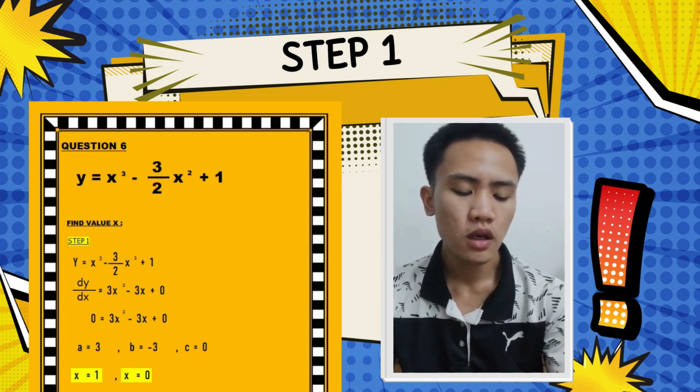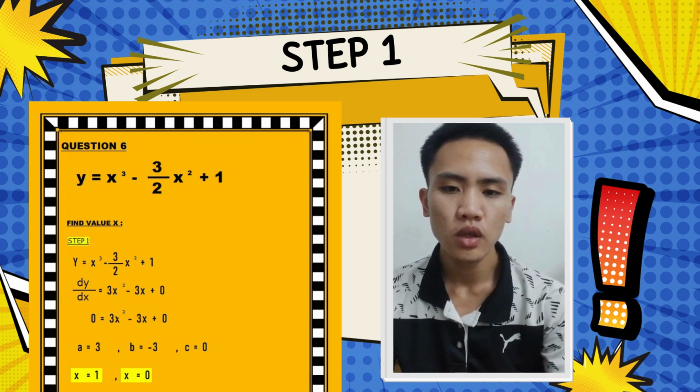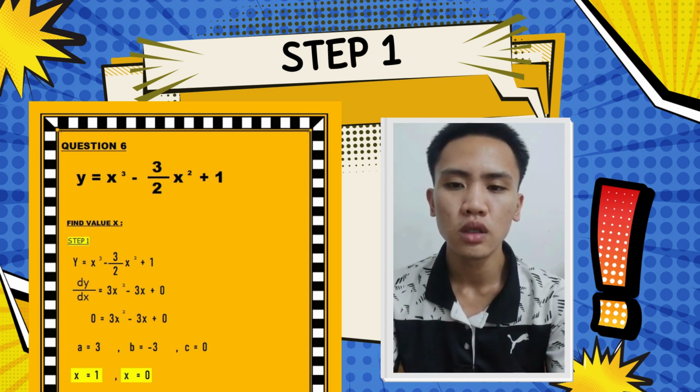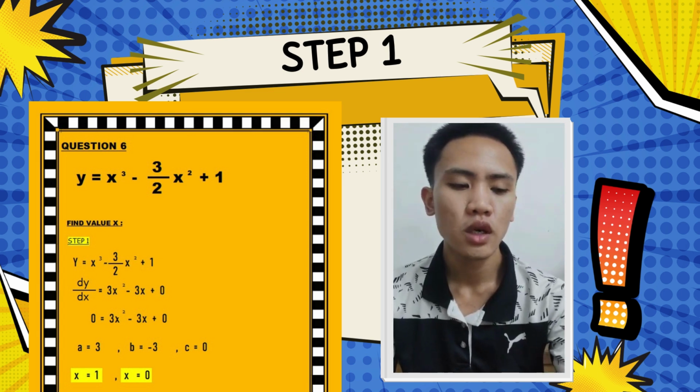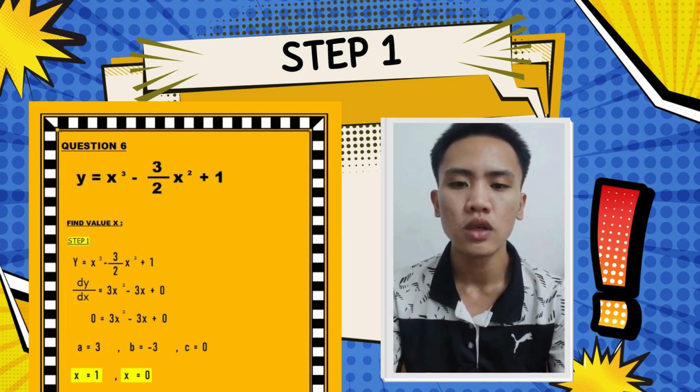And then the A is 3, the B is negative 3, and C will be 0. You can also use the calculator and click the mode equation. So the first x we got is 1, and the second x was 0.